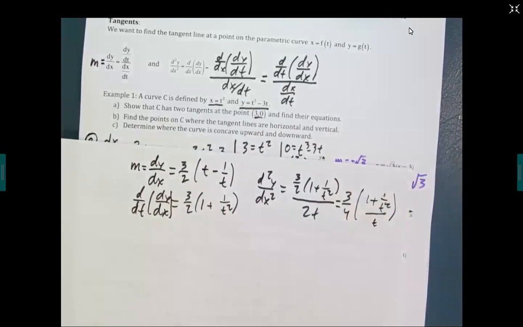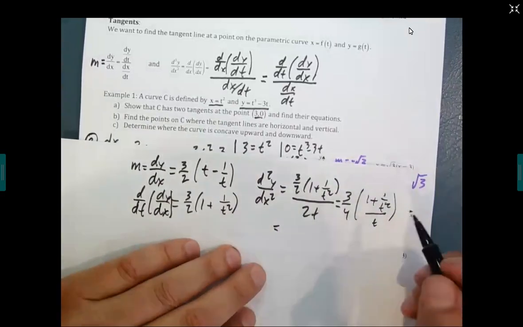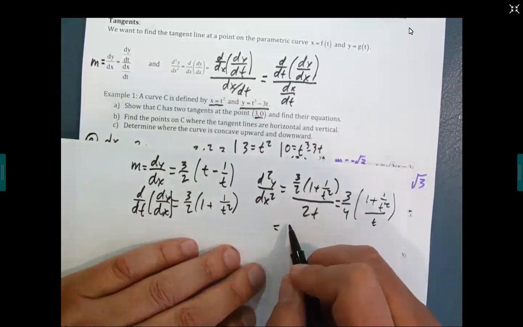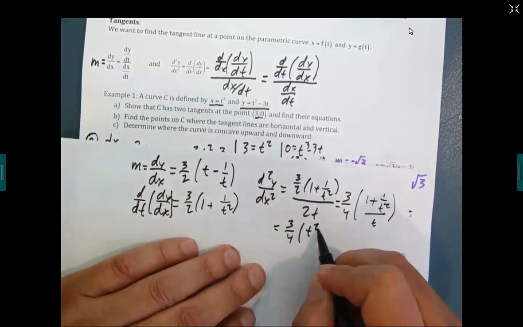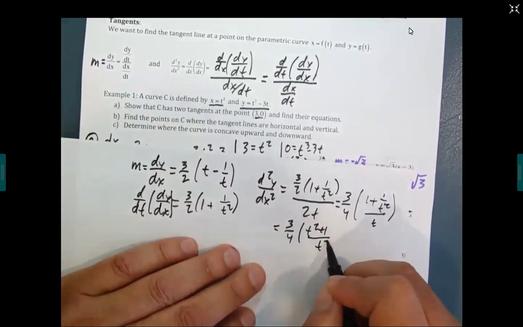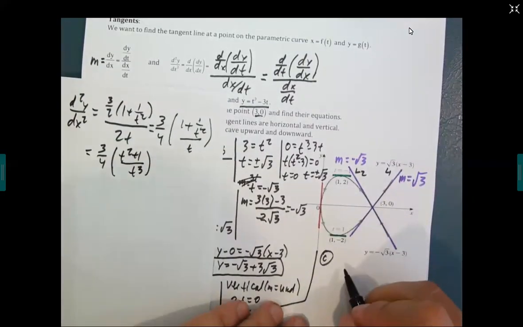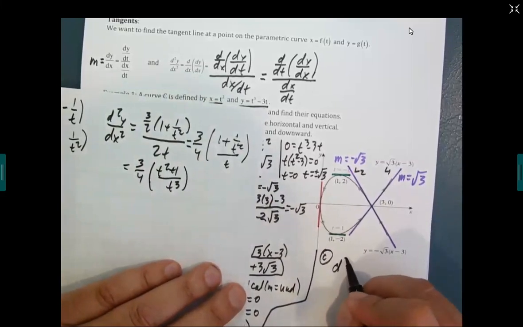So that is going to turn into, to save a little space, when we clean all that up, multiply the top and bottom by t cubed, we end up with 3/4 times t squared plus 1 over t cubed. So I'm just going to take all that work I just did and write it down here, just because I'm low on space.